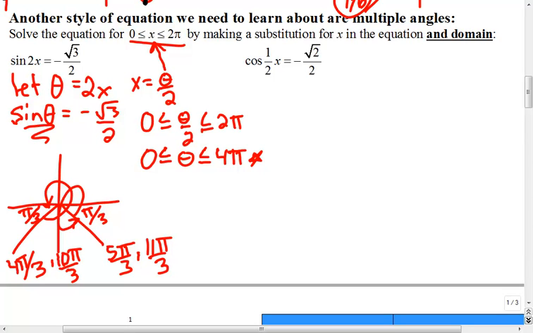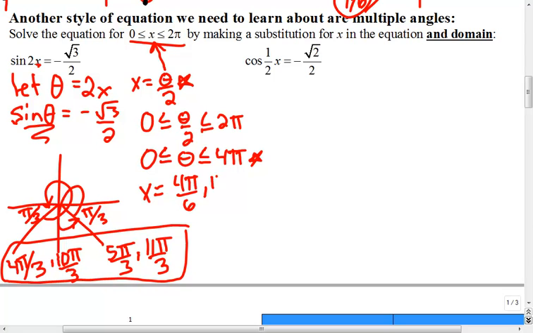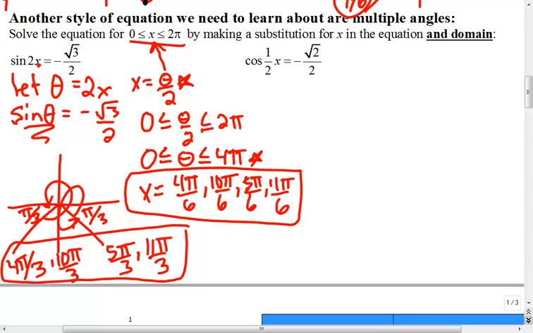So these are the possible answers, but these are answers for theta. The original question said, what's the value for x? So the only thing left to do is go back to the original equation, which says x is theta over 2. So all these answers, I just have to divide them by 2, and now I get 4 pi over 6, 10 pi over 6, 5 pi over 6, and 11 pi over 6. So those are the answers to the original equation, and that's how I did it by making a parallel problem.